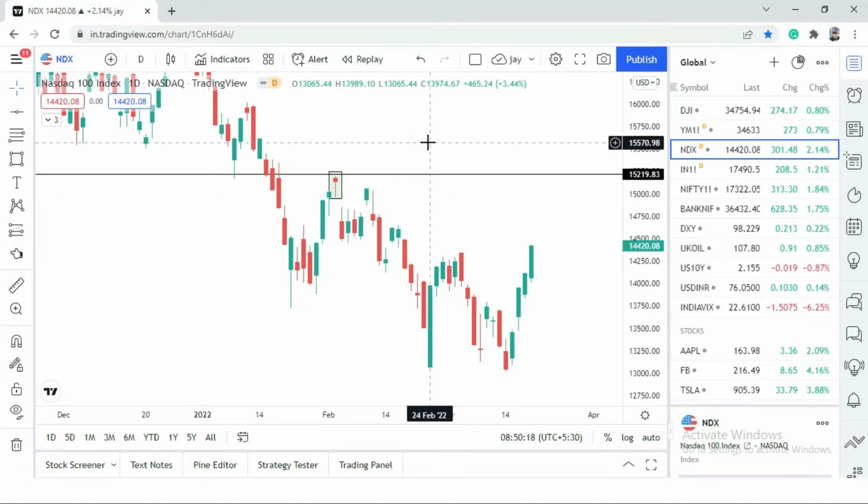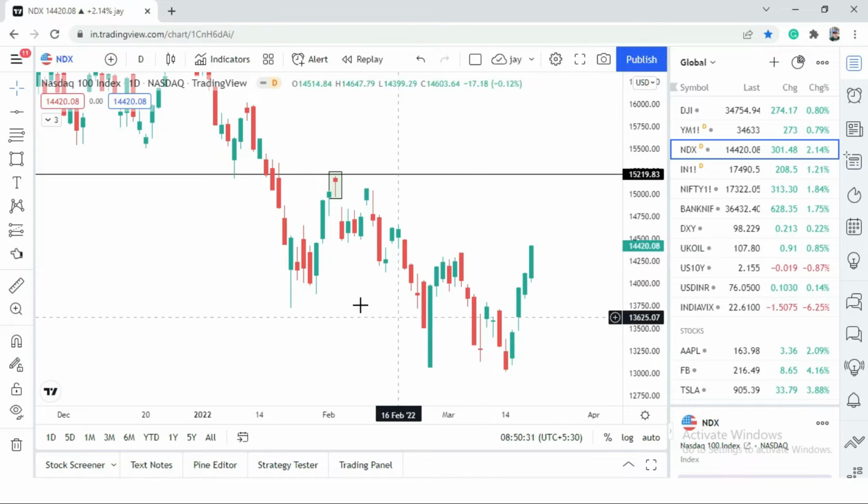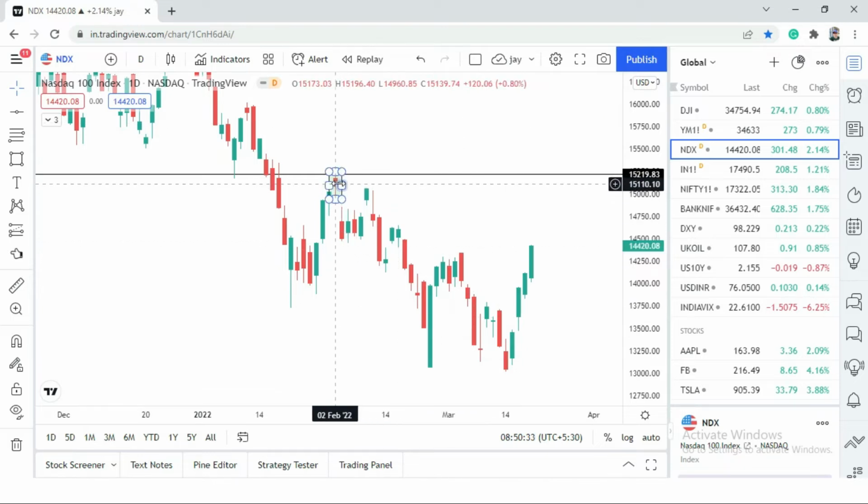For this, always keep in mind that the body size is very important. The body size and the lower wick. The lower wick should be twice the body. That means over here you can see the body is this one, and the lower wick is double the body size. So this we can consider as an ideal hanging man for the short.